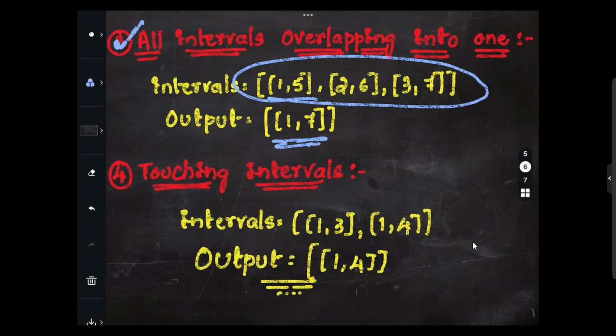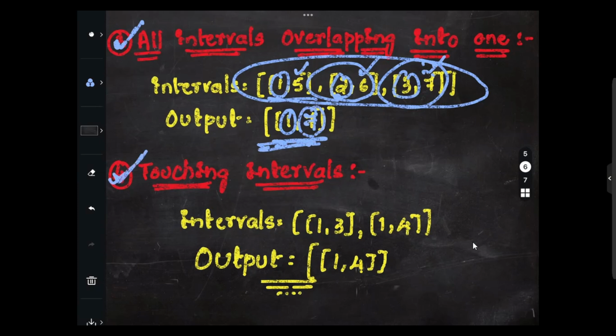Here in this case, see 1 comma 5, 2 comma 6 merges with 1 comma 5 and 3 comma 7 also merges with 1 comma 5. So what we will do, we'll take the least from 1 to 3, that is 1. We'll take the largest digit from 5, 6 and 7, that is 7, right? So the output that we got here is 1 comma 7.